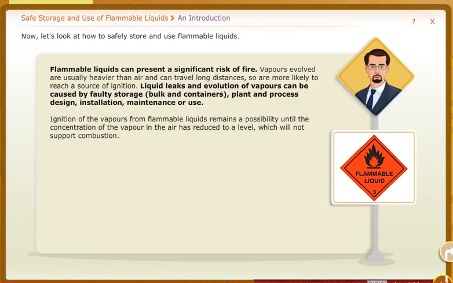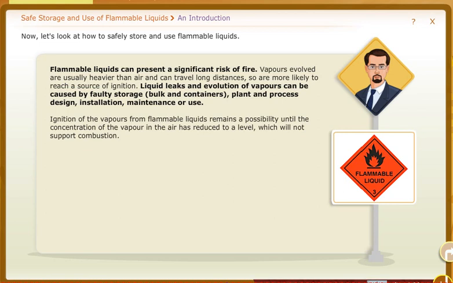Well done. Now, let's look at how to safely store and use flammable liquids. Flammable liquids can present a significant risk of fire. Vapors evolved are usually heavier than air and can travel long distances, so are more likely to reach a source of ignition. Liquid leaks and evolution of vapors can be caused by faulty storage, bulk and containers, plant and process design, installation, maintenance, or use.